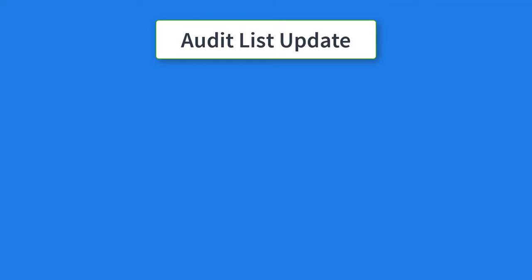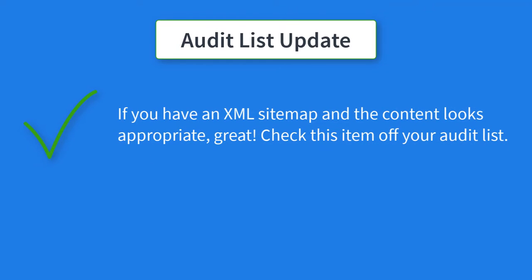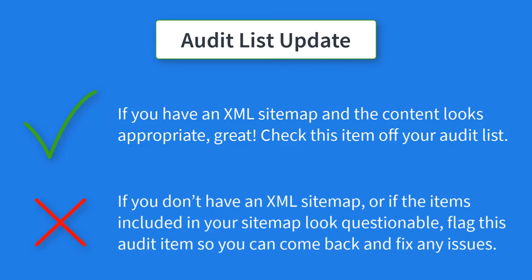So to update your audit list, if you have an XML sitemap and the content looks appropriate, great, then check this item off your audit list. If you don't have an XML sitemap, or if the items included in your sitemap look questionable, then flag this audit item so you can come back and fix any issues.